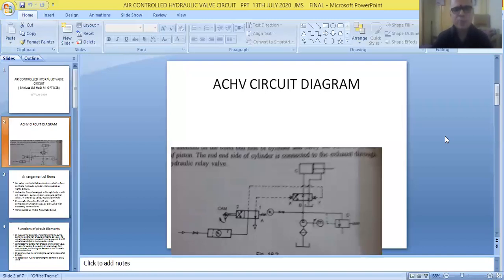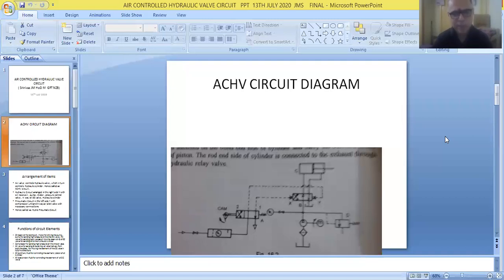So friends, we are using two valves here. The air valve is present in the pneumatic circuit placed in the left hand side of the arrangement, and the hydraulic valve is arranged in the right hand side of the diagram.